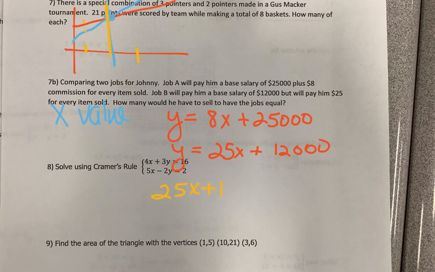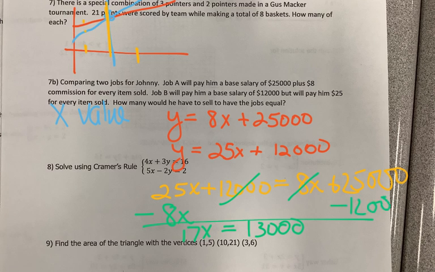So you get 25x plus 12,000 equals 8x plus 25,000. If you solve this, you subtract the 8x across, and you get 17x, and the other side is going to be equal to 13,000. There's my 13, so I'm subtracting that 12,000 across. And so now if I divide those, it's like 764 and change. So 764, the one's a little bit better, and 765, the other one's a little bit better.